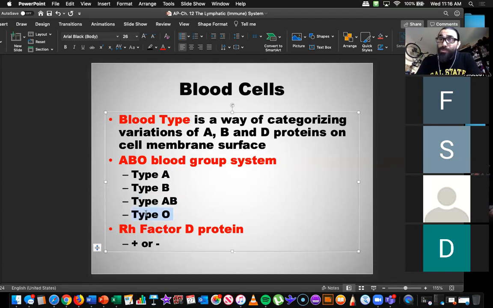Type O is what we refer to as the universal donor, because type O means they have no surface proteins on their red blood cells. And actually I'm a type O. If this is my blood cell, guys, I don't have anything on my blood. There's no A's, there's no B's, there's no AB's, there's nothing. So guess what happens if, Scarlett, let's say you're type A, right? If you're dying and you need a blood transfusion, do you think you can accept my blood?